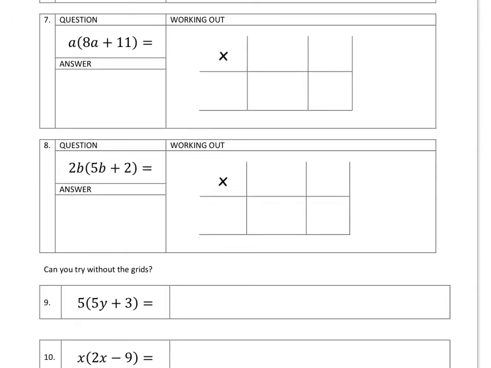This next particular example is unusual because I've got a variable on the outside as well as the same variable on the inside. So we're going to have to see if we can cope with that. So this is what my grid would look like when I fill it in. And remembering when you multiply a variable by itself, you get a squared term. So 8a times a is 8a squared, and 11 times a, or a times 11, remember we always put the number first. So the final answer is 8a squared plus 11a.